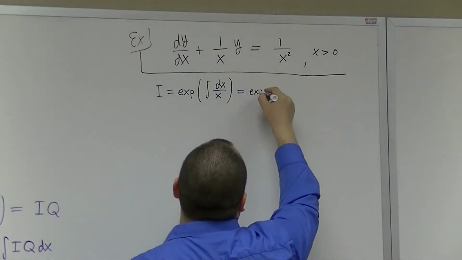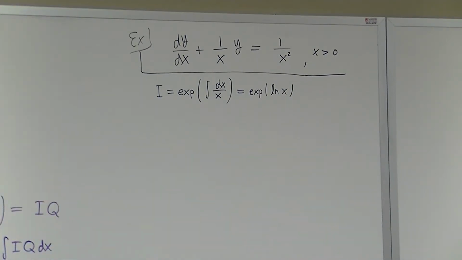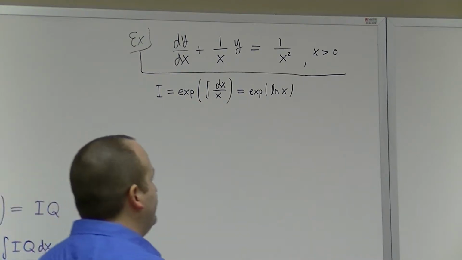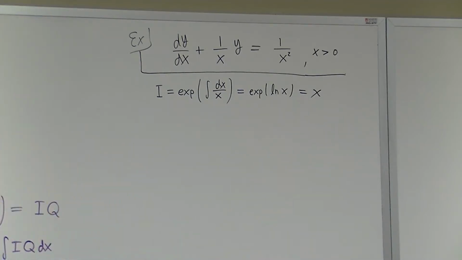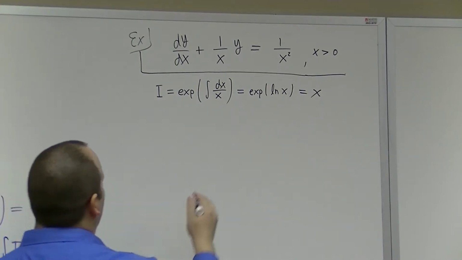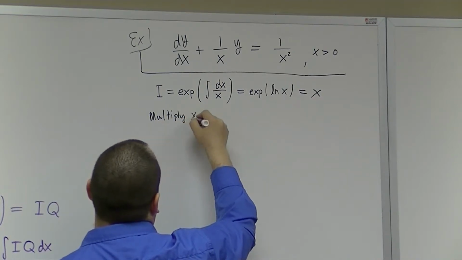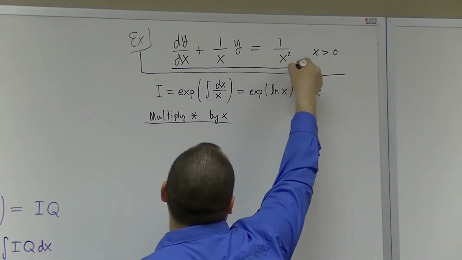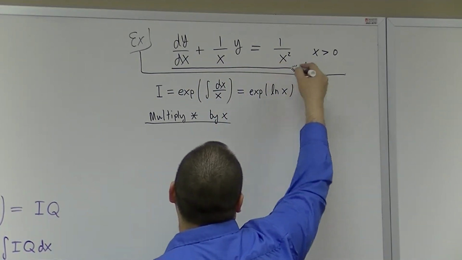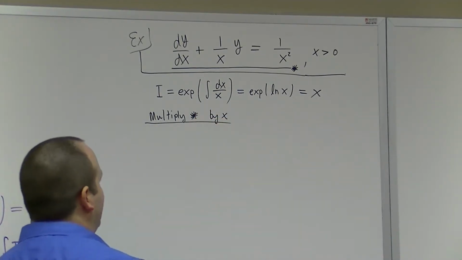This is the exponential of the natural log of x. I don't need an absolute value because, again, x is positive. Otherwise, I would. Exponential of natural log, that's just x. So now we multiply star by x. Now what was my star? I guess I need to label it. The original differential equation, I'm just going to call star for lack of imagination.